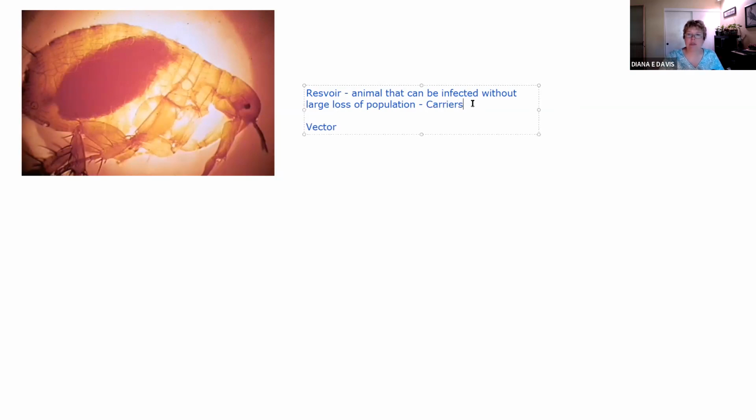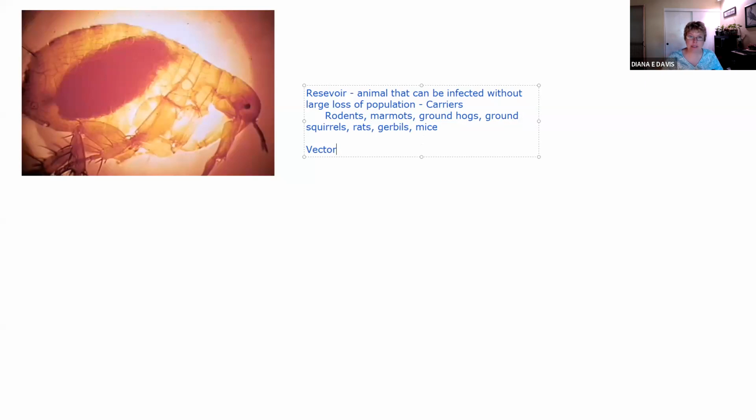And of course, the reservoirs are rodents. Lots of different species of rodents can do this, including marmots or groundhogs, ground squirrels, rats, gerbils, mice. Plague will kill prairie dogs, however. So prairie dogs can catch it, but it will kill them.